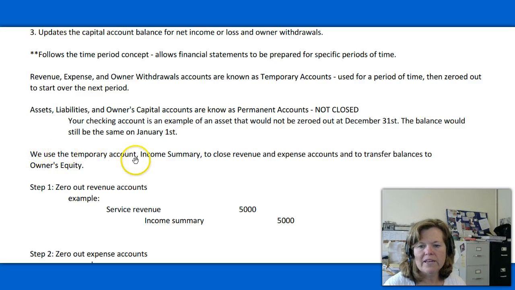We use the temporary account income summary to close revenue and expense accounts and to transfer balances to owner's equity. So the only time you'll see this income summary account is when we're going through the closing process. It's a very temporary account in that we use it to do these closing entries, we zero it out, it basically goes to sleep until the next time we do the closing process and we need to use it again. Okay, so in addition to the revenue, expense, and owner withdrawal accounts, we could add income summary to our list of temporary accounts. I thought it would be helpful to walk through the steps that we use in the closing process and just talk about those briefly.